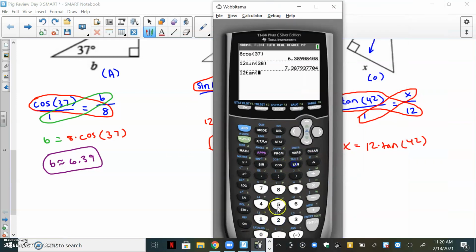So let's type this in. 12 times the tangent of 42. And I get 10.80.